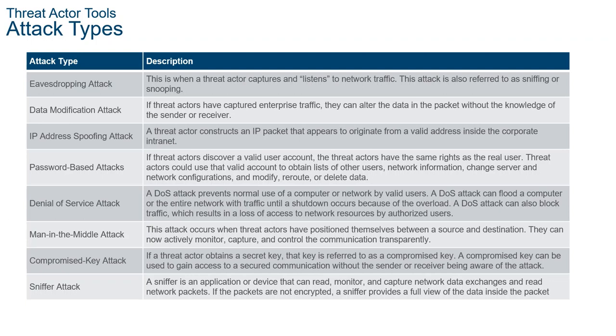Now, the man-in-the-middle attack. This attack occurs when threat actors have positioned themselves between the source and destination. They can now actively monitor, capture, and control the communication transparently. Next would be the compromised key attack. If a threat actor obtains a secret key, that key is referred to as a compromised key. A compromised key can be used to gain access to a secured communication without the sender or receiver being aware of the attack. Next would be the sniffer attack. A sniffer is an application or device that can read, monitor, and capture network data exchanges and read network packets. If the packets are not encrypted, a sniffer provides a full view of the data inside the packet.